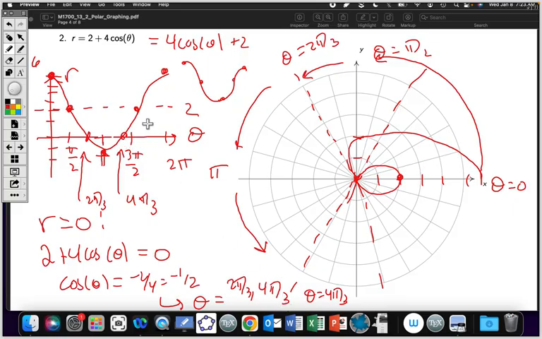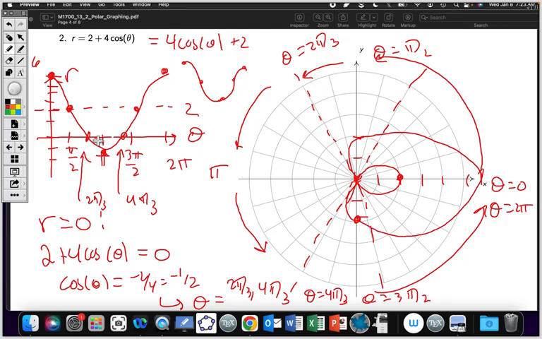Between 4 pi over 3 and 3 pi over 2, we go from 0 back out to 2. So it comes through, goes back out to 2, and then from 3 pi over 2 to 2 pi, I guess I forgot to label 3 pi over 2, we go from 2 back out to 6, which connects up with where we left off.